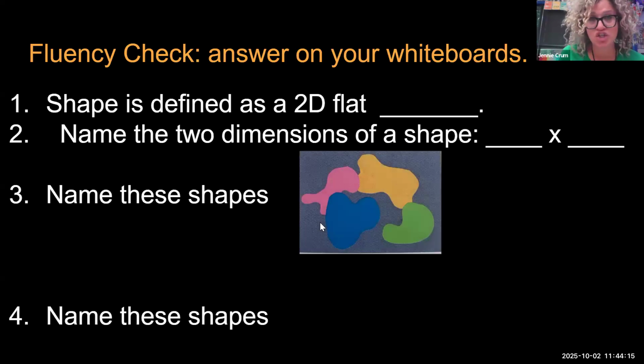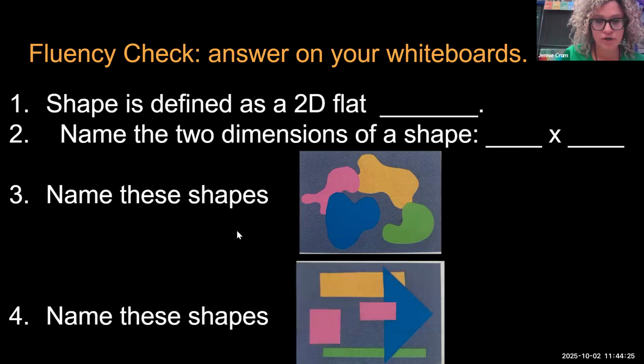Quick little review. Name these shapes. Very natural, free form, not precise at all. And then number 4, name these shapes. Very mathematical, very precise. Think about that math connection. Take about 11 more seconds. You should be writing this little fluency check in your sketchbook.